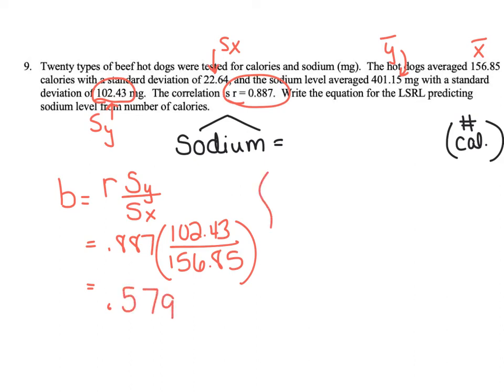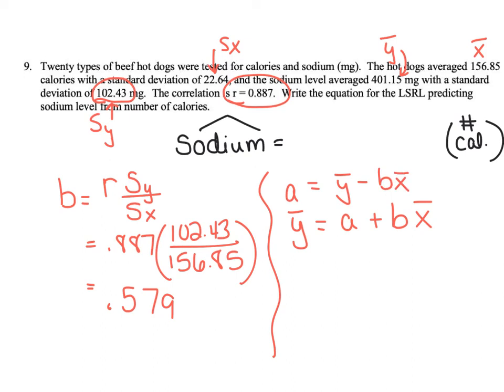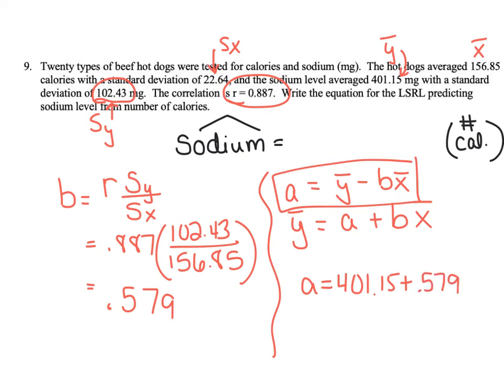0.579. Okay, I also need my y-intercept, and I'm actually going to derive this, remember, from this formula on your formula sheet, where they're plugging in x bar, y bar. So that means that A is equal to y bar minus b x bar. Okay, so to get my A, I'm going to do y bar is 401.15 minus b, which is 0.579, times x bar, which is 156.85.